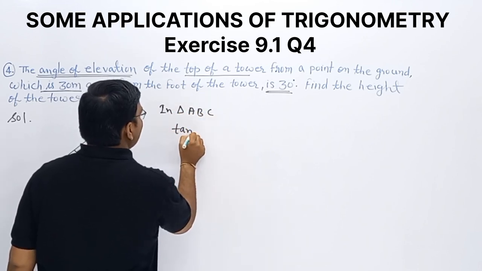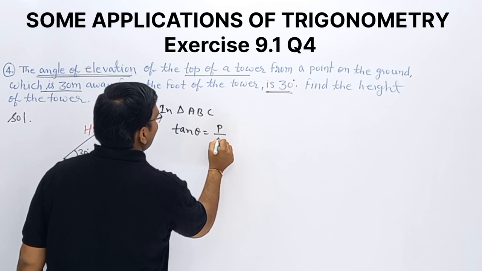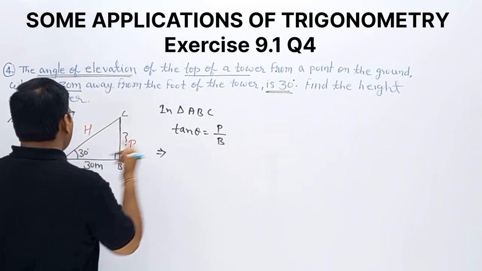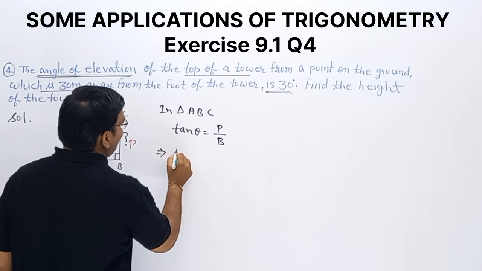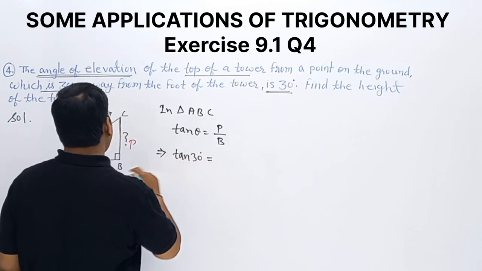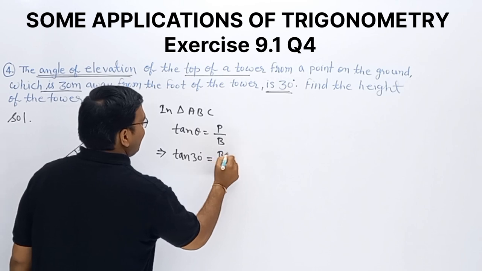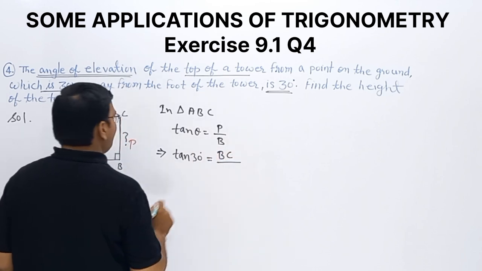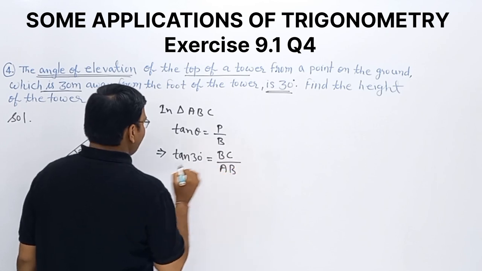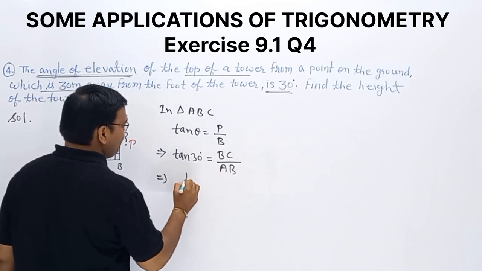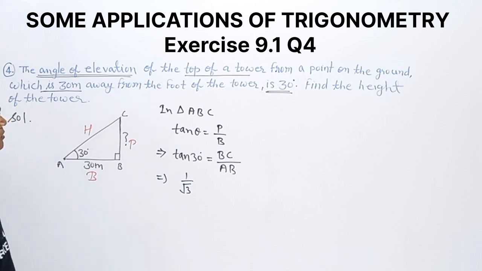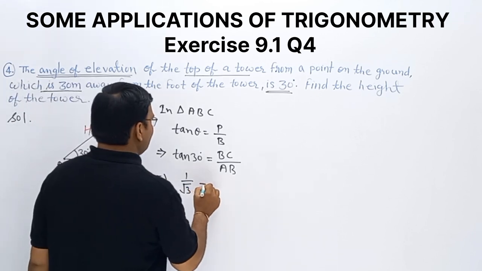So in triangle ABC, tangent theta is perpendicular upon base. Now I am putting the given values. Theta is 30 degrees. This is the angle of elevation. Tangent 30 degrees will be, perpendicular is BC, the height of the tower, upon the base, which is AB. Now I am writing the values. Tangent 30 will be 1 upon square root of 3. Yes or no? Tangent 30 is 1 upon square root of 3.